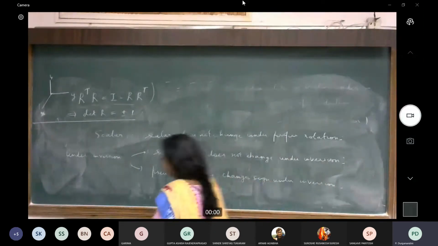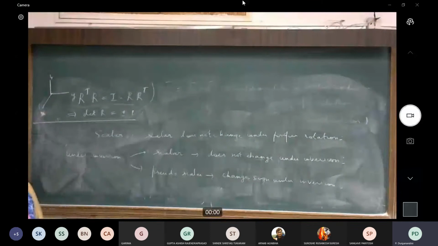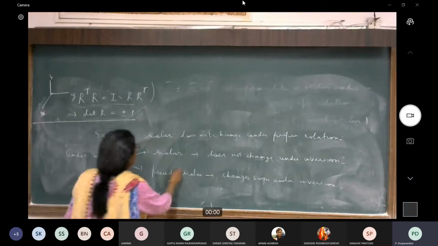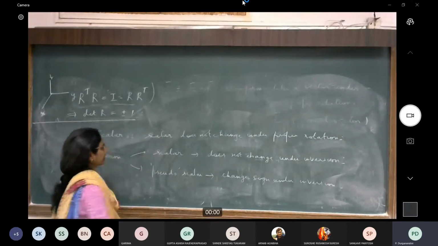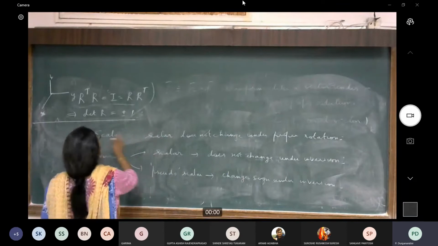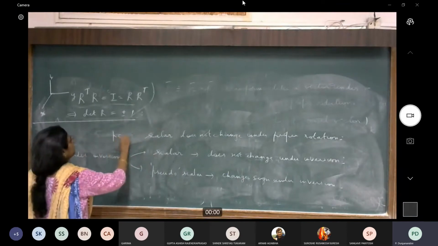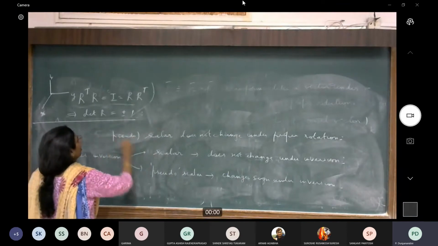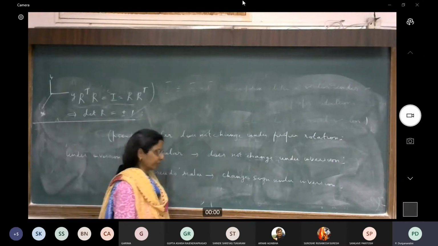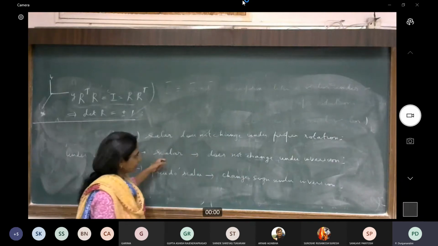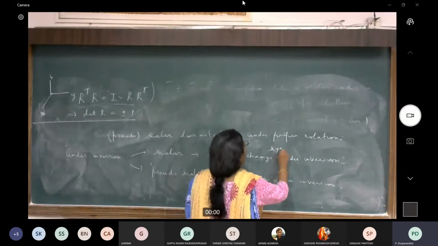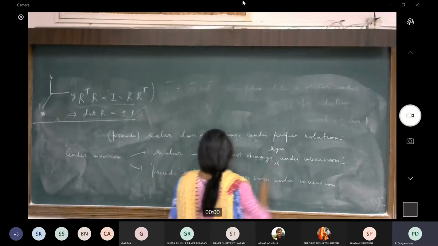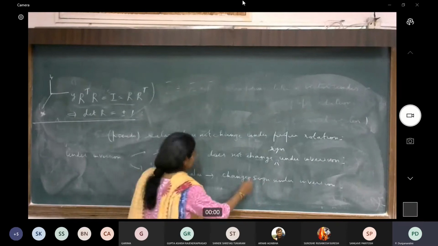So for a scalar, I will say the usual scalar is something which does not change sign under inversion, and a pseudo scalar behaves like a scalar under proper rotations. So whether it is a scalar or a pseudo scalar, both do not change under proper rotations. But a normal scalar will not change sign under inversion, while a pseudo scalar changes sign under inversion.